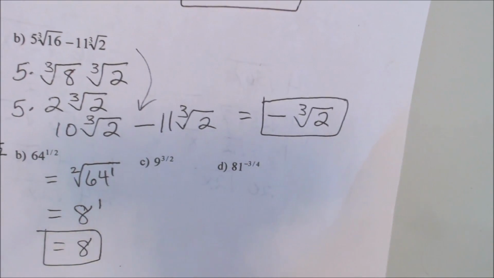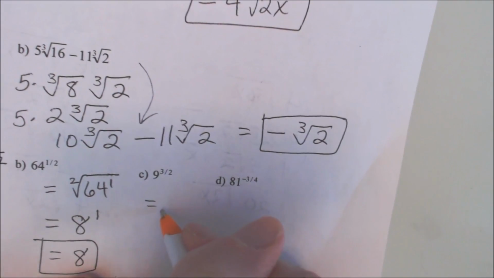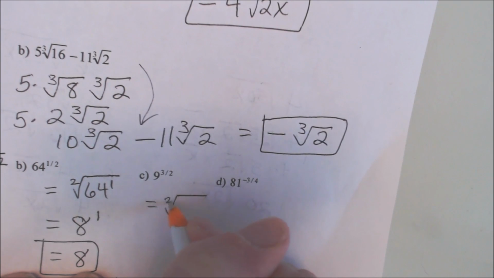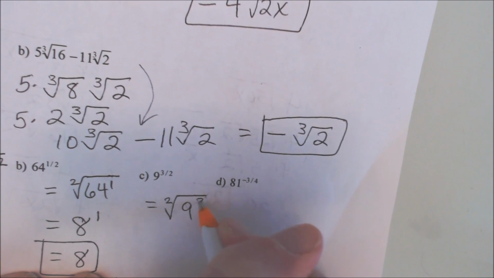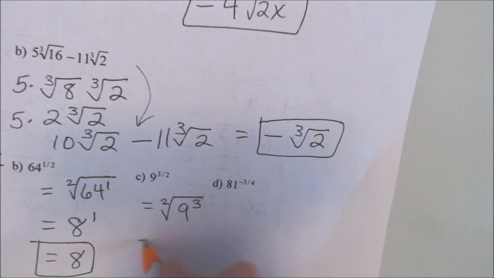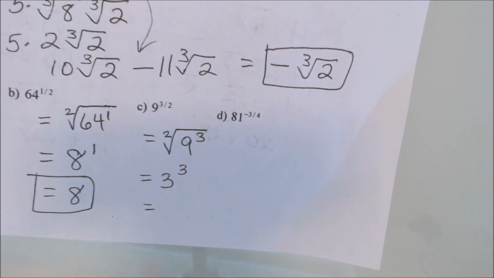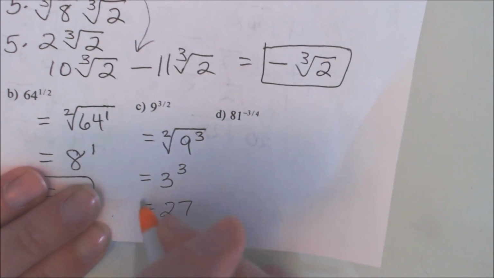Let's try letter C. We've got 9 to the 3/2 power. So I'm going to write that as the square root of 9 to the 3rd power. The square root of 9, if we do that first, gives us 3. And then we're still going to raise it to the 3rd power. So what is 3 to the 3rd power? 3 times 3 times 3, and that would be 27.